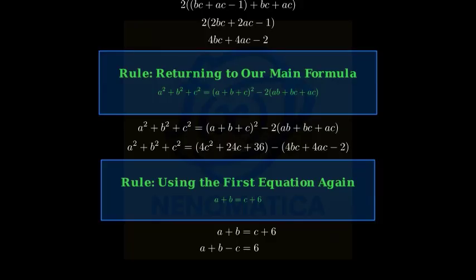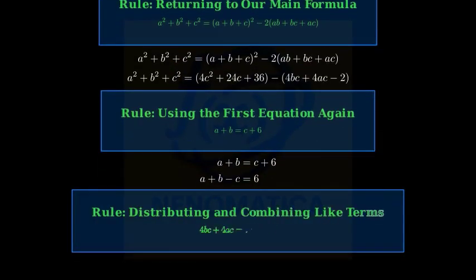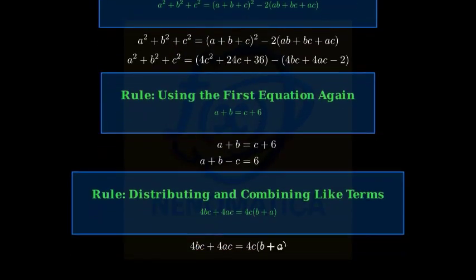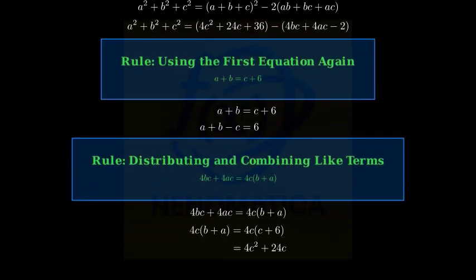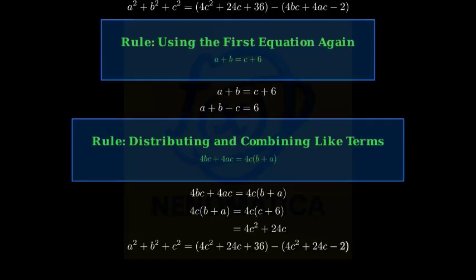Let's continue our calculation. We're going to substitute c plus 6 for a plus b in our expression for 4bc plus 4ac. We can rewrite this as 4c times a plus b, which equals 4c times c plus 6, or 4c squared plus 24c. Now, let's go back to our expression for a squared plus b squared plus c squared. We have a squared plus b squared plus c squared equals 4c squared plus 24c plus 36 minus 4c squared minus 24c plus 2. Let's simplify this expression.